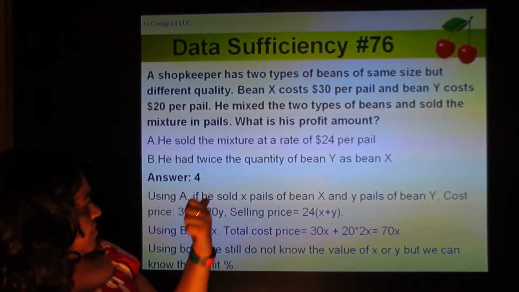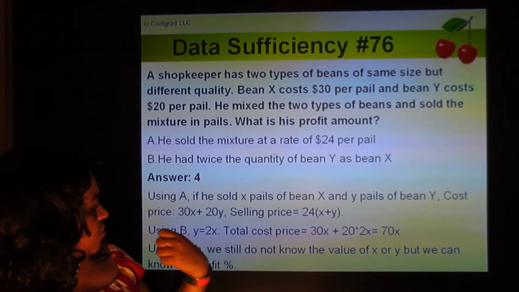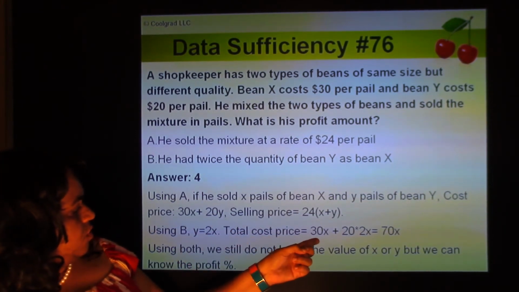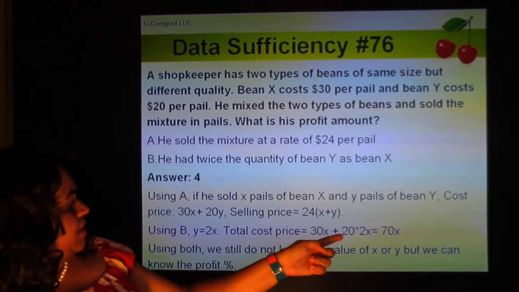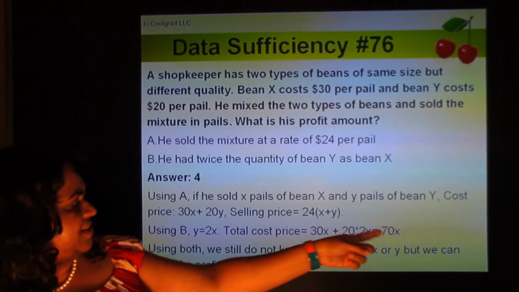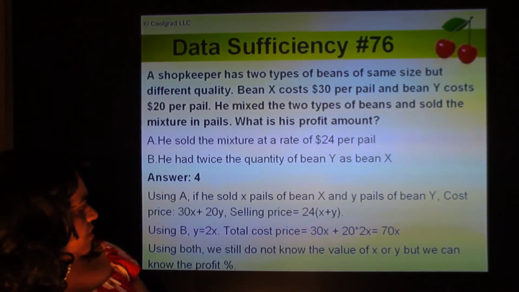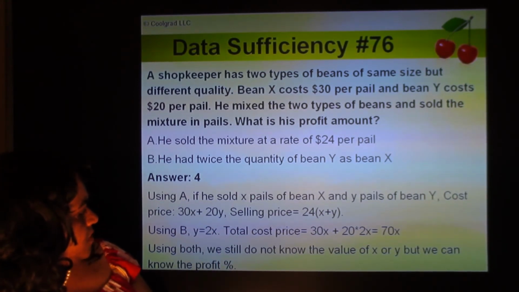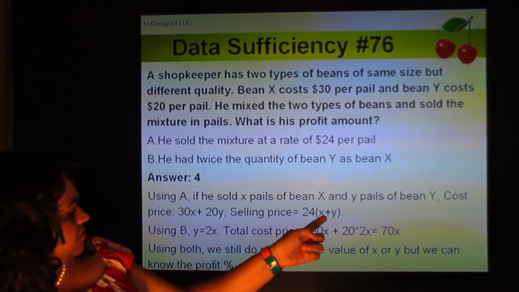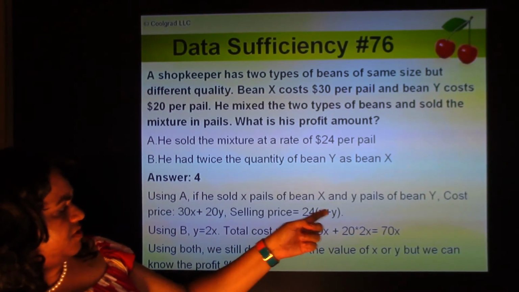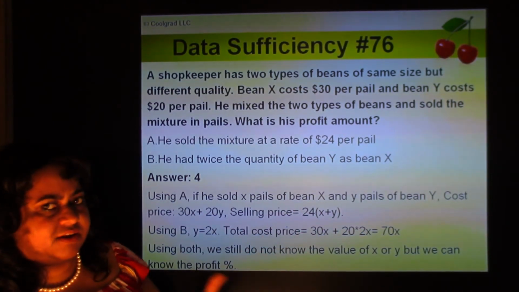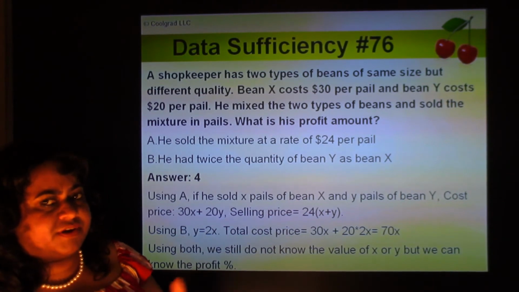And statement B, he had twice the quantity of bean y as bean x. So y is equal to 2x. Total cost price is 30x plus 20 times 2x. So 30x plus 40x is 70x. So cost price was total 70x, and the selling price would be 24 times 3x, that will be 72x. So selling price is 72x and cost price is 70x. So the profit is 2x.